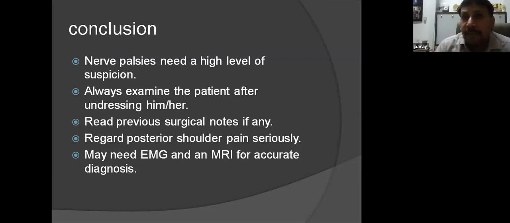You do not examine complete neurology, you do not examine everything in every patient, but you must suspect. You must make sure that the scapula is not winging, you must make sure whatever wasting is there, you must correlate it clinically. So nerve palsies need a very high level of suspicion.